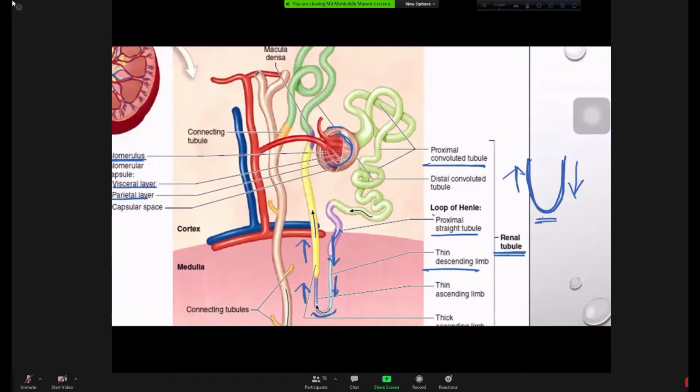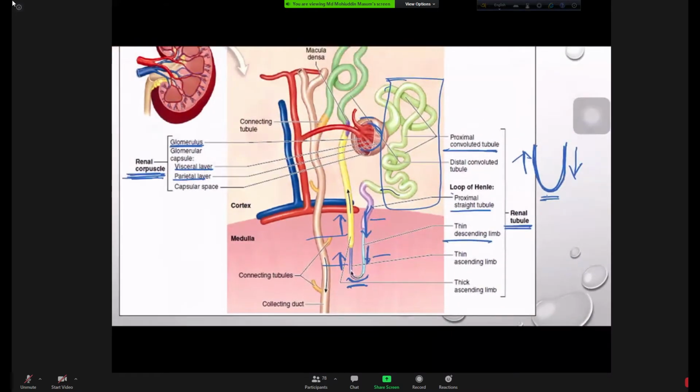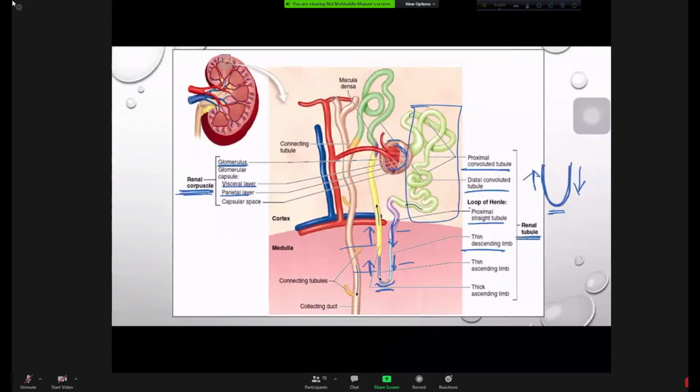So the proximal convoluted tubule, then the loop of Henle. The descending tubule is divided into two parts, a thick part and a thin part. The ascending is again thin and thick. Then distally, there is another convoluted segment called the distal convoluted tubule. Then the collecting tubules, and multiple collecting tubules will drain into the collecting duct.